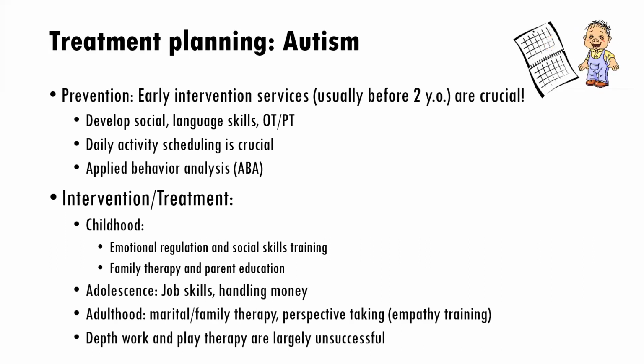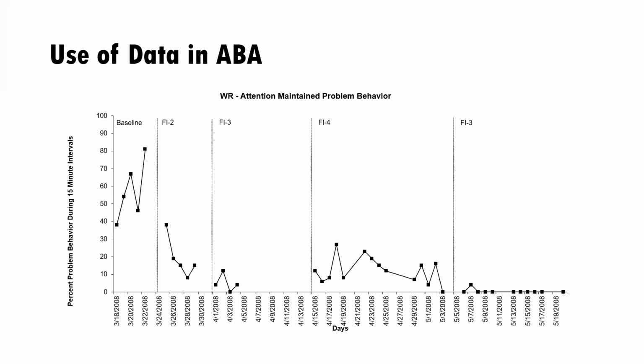And during adolescence, your focus should shift a little bit. You want to help with independence, job skills, handling money, in addition to continuing work on emotional regulation. In adulthood, the person may need help with marital or family therapy and perspective taking. Note that depth work and play therapy are largely unsuccessful, right? The child needs concrete skills, and the adult needs skills more than depth work.